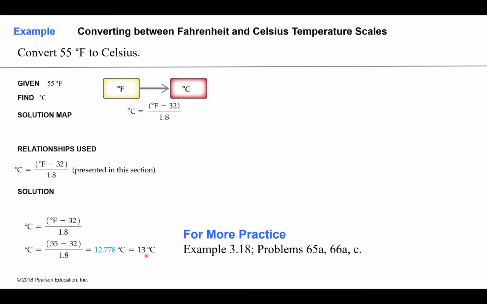Now, when it comes to sig figs in temperatures, if the given temperature has any decimal places, your answer should have the same number of decimal places. We don't worry about sig figs, we worry about decimal places. 55 has no decimal places, so my answer should have no decimal places, so it's 13 degrees. These are some more practice problems you can look at.